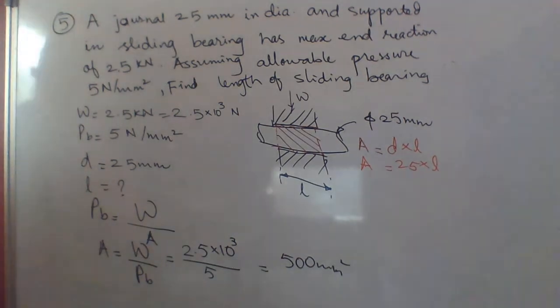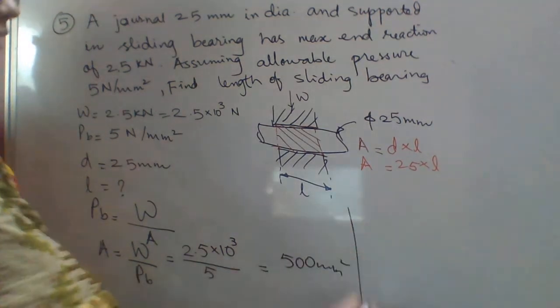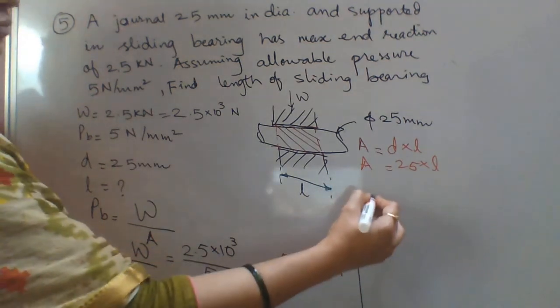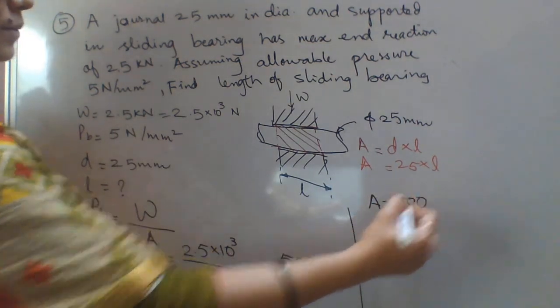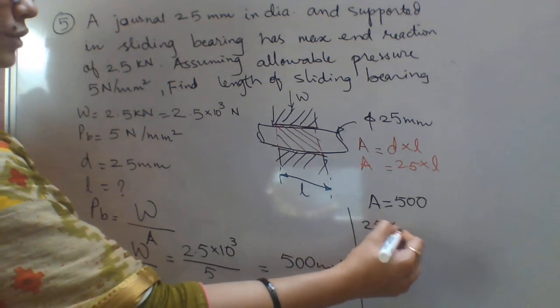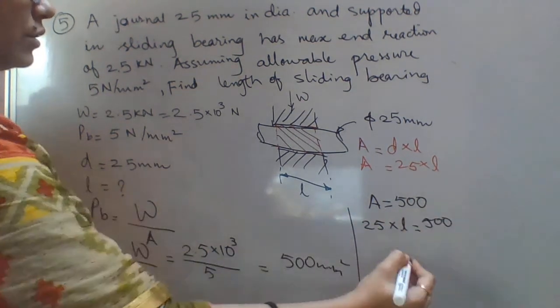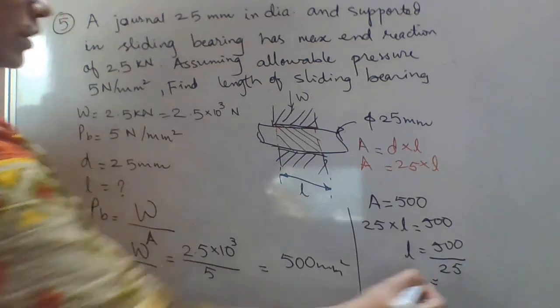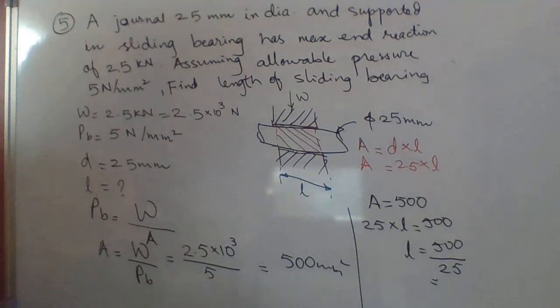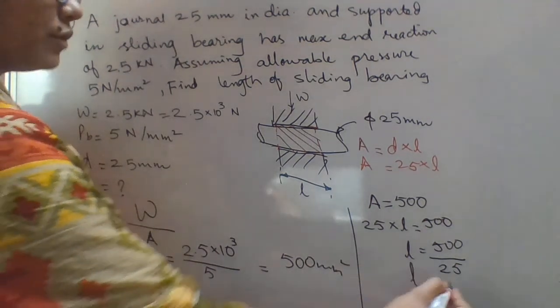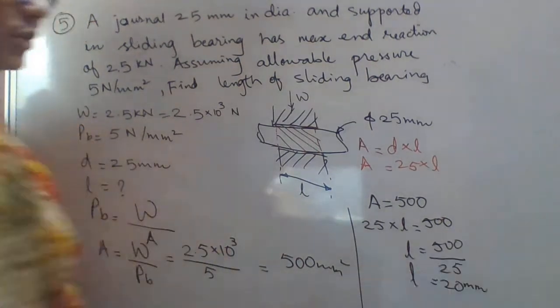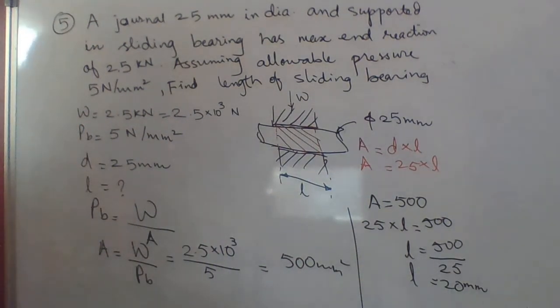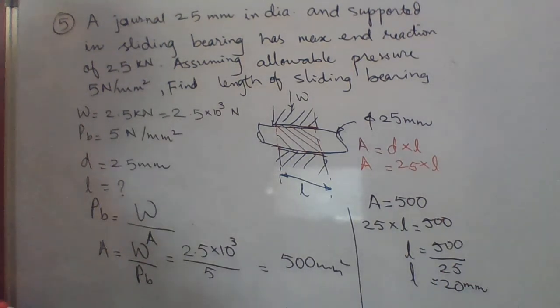millimeter square, but we don't have to calculate the area. We have to calculate the length. Now the formula for area: area is 500 and area is nothing but 25 into length, equal to 500. So length will be 500 divided by 25, it is 20 millimeter. So the length of the bearing will be 20 millimeter. This is the final answer, the length of the sliding bearing.